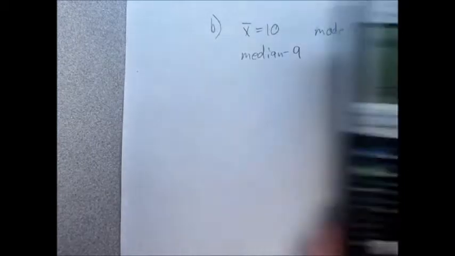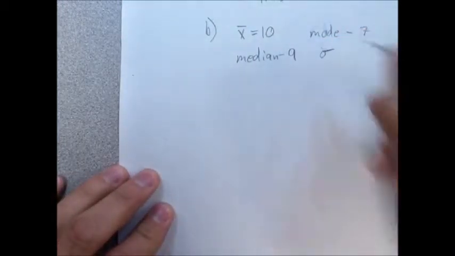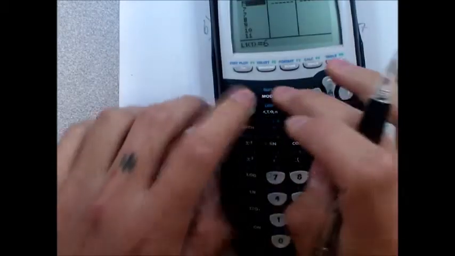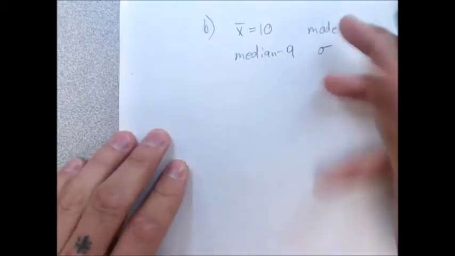Alrighty, I need to write down, that's my central tendency. Now I need to write my standard deviation. So going back, I see that my standard deviation was 4 exactly. You don't get to see that very often.